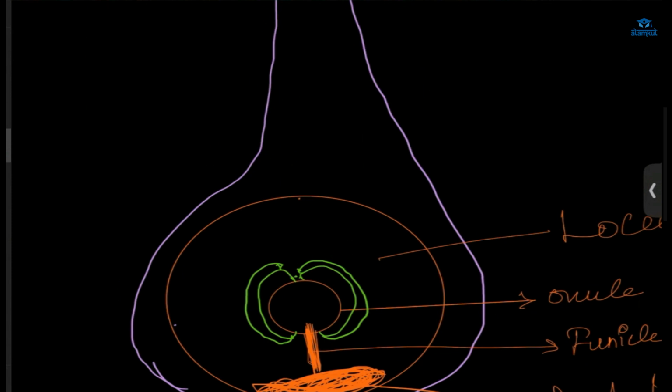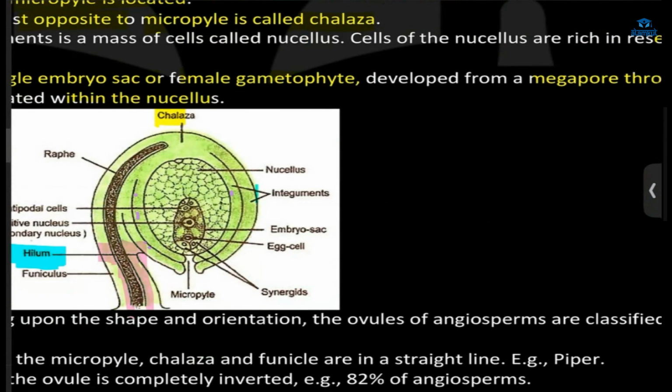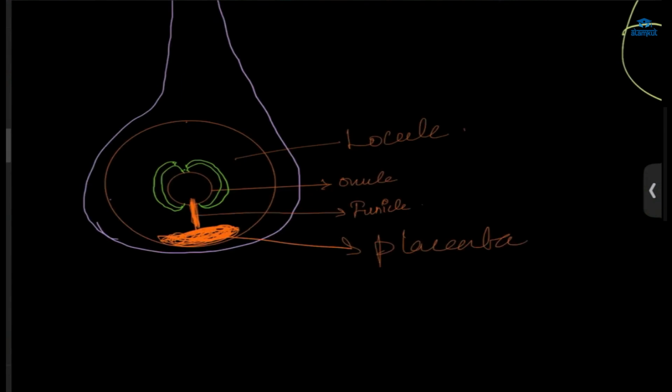This gap is called what? Micropyle. Okay, micropyle. And opposite to that, that area is called chalaza. Got it? Yes, ma'am. So here is the micropyle, and here it is the chalaza. Any doubt here? No, ma'am. So these all are the parts.